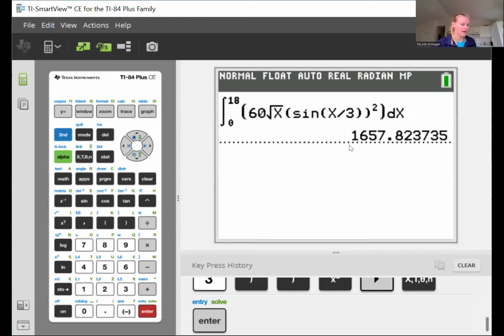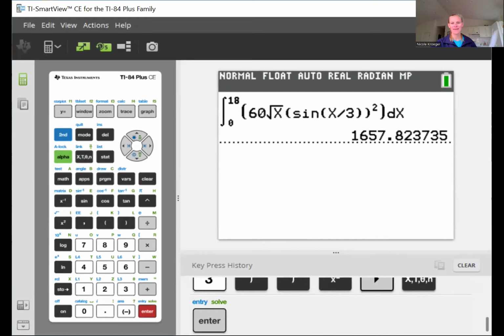The problem asked us to round to the nearest whole number because we're dealing with cars. So I would say 1,658 cars went through this intersection.